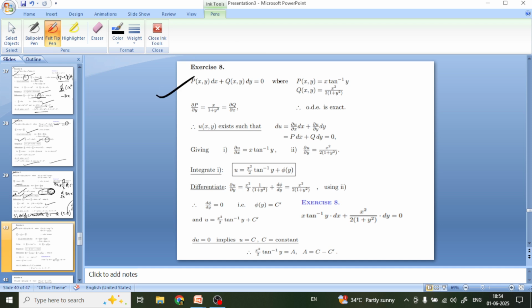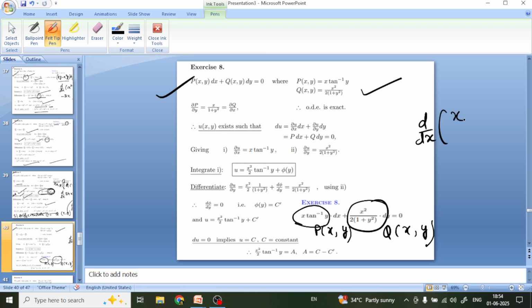In the eighth question, all these formulas and steps should be taken as they are, which I have already discussed with you. x tan inverse y dx, this is your P(x, y), and this one is your Q(x, y), and after that you have to solve x square over 1 plus y square. We have to find its differentiation.